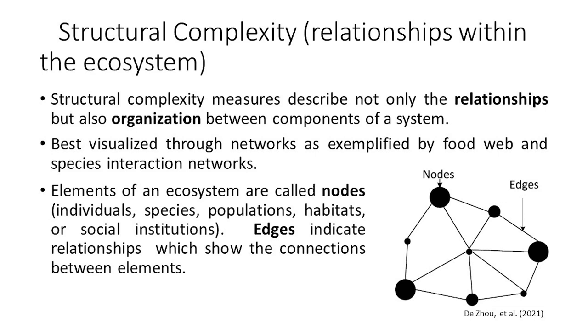Elements of an ecosystem are called nodes, and these could be individual species or individuals, populations, habitats, or social institutions. Edges are indicative of relationships, which show the connections between elements.